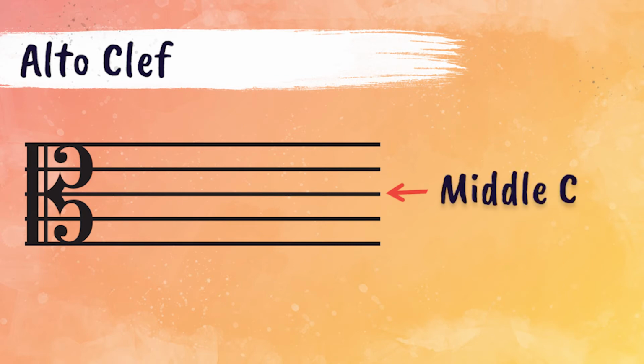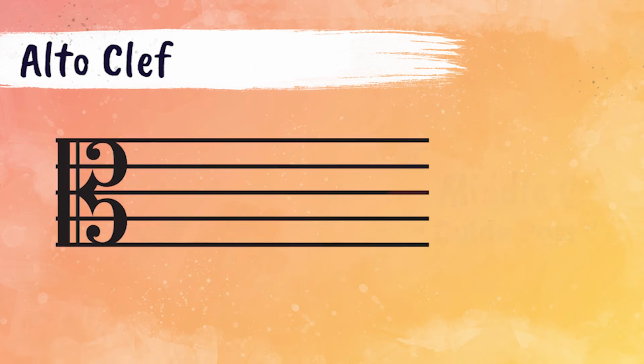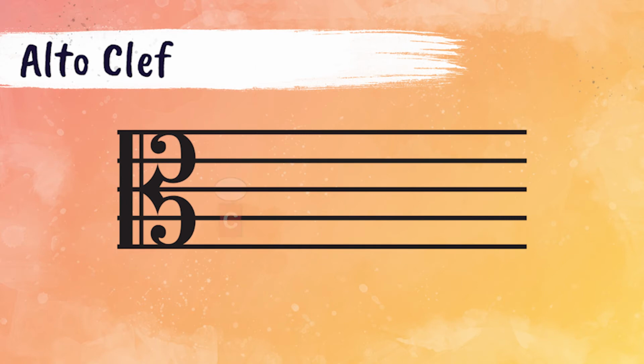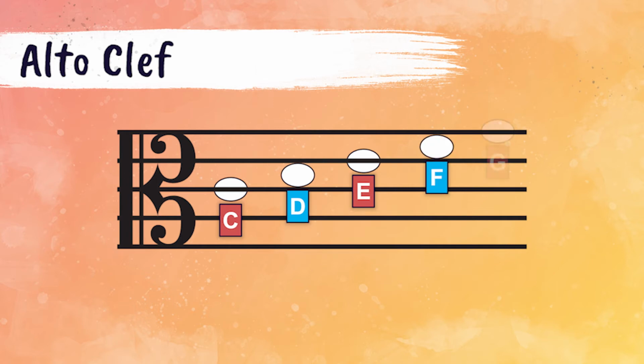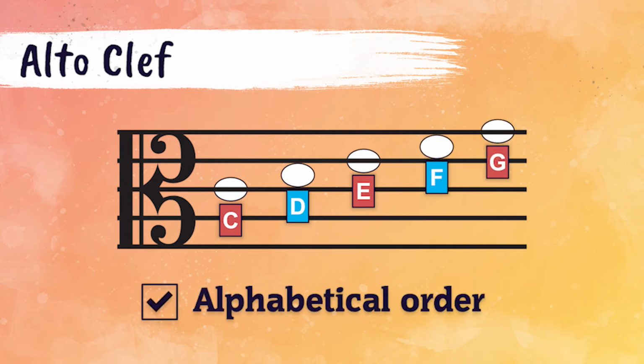Middle C, according to one of my colleagues, is like a guidepost, a note that helps us locate the other notes we are missing. So, if middle C is on the middle line, we then proceed with D, E, F, G, following our music alphabet sequence.